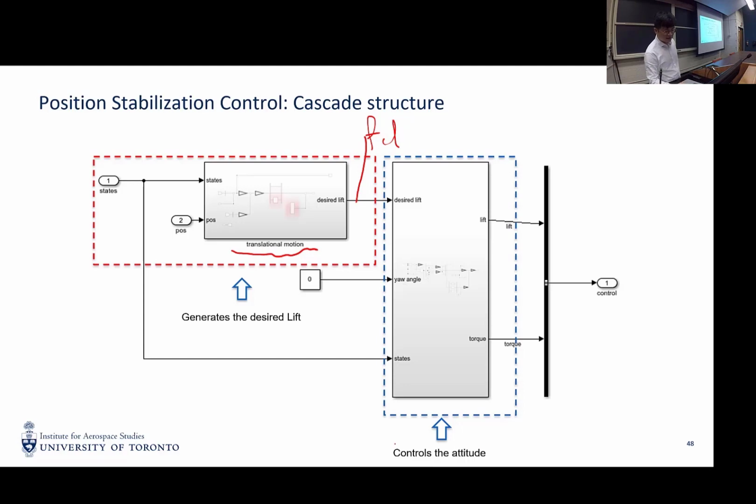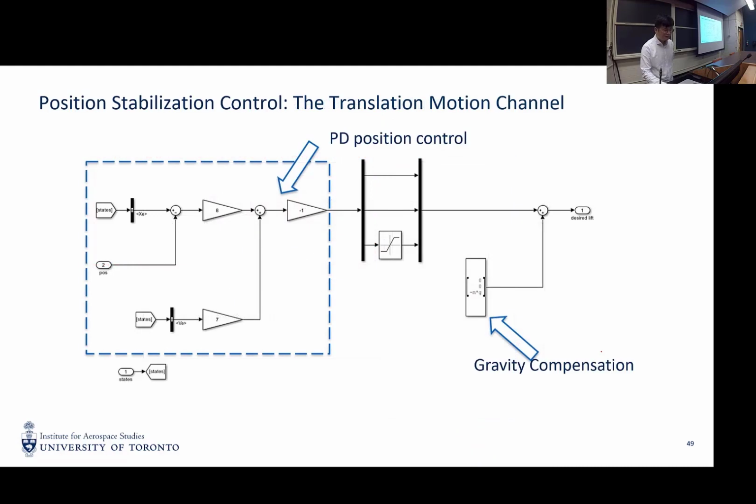And then the attitude control produces the tau and the F, the actual lift and tau. Okay, it's very similar to the 2D case. So in this position stabilization channel, it's just a PD controller. It's exactly the same as we have done in the 2D case.